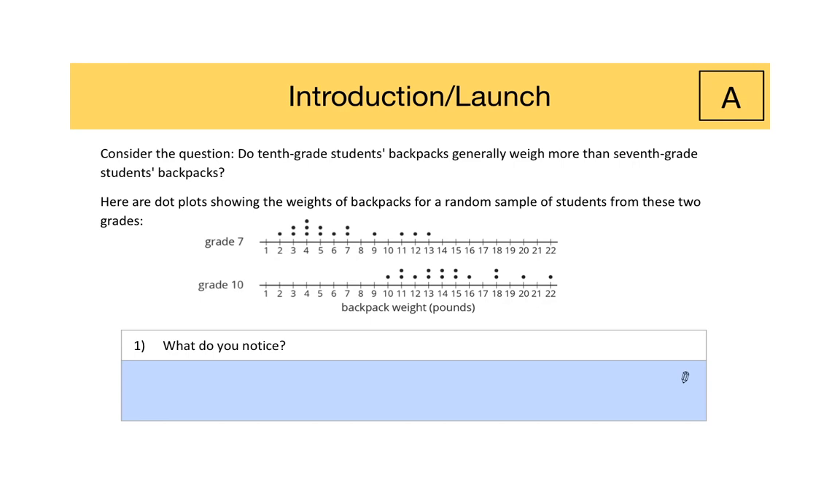They may also notice that the mode for grade 7 is 4-pound backpacks, since there are 3 students with 4-pound backpacks. They may notice that there's not necessarily a mode or a single mode for grade 10, as there are several students that have 11 pound, 13 pound, 14 pound, 15 pound, and 18 pound backpacks at 2 students each.